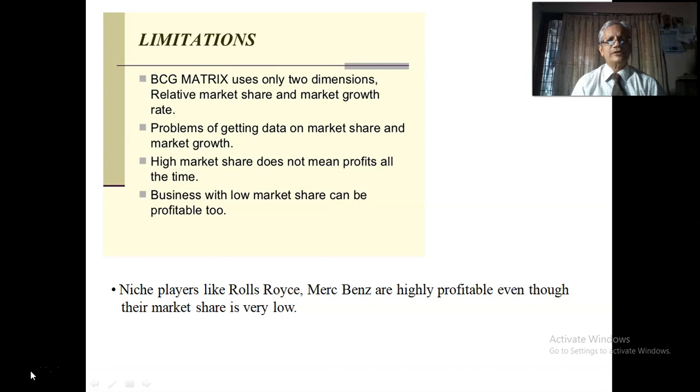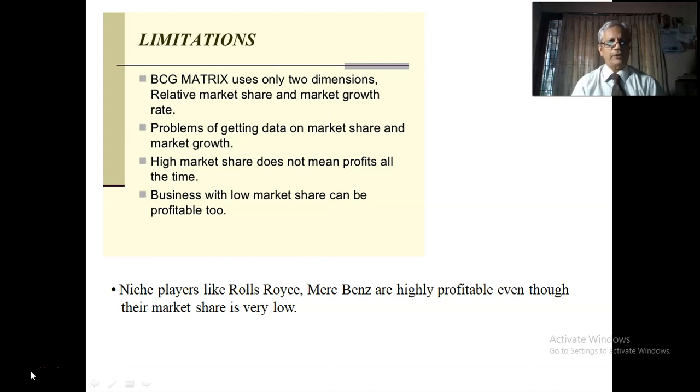So what are the major limitations of this BCG growth matrix? Actually, you are using only two dimensions: one is the relative market share and the other is the market growth rate. Getting data for both of those is not going to be easy and not very reliable either. And using just two dimensions, mapping the whole portfolio sometimes becomes too simplistic. So from that point of view, these are the limitations. That's why there are other models, like the GE nine-cell model, and we'll see those in other presentations later.